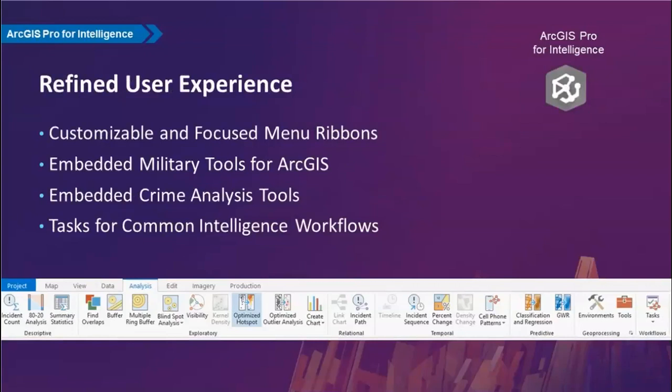You also get the embedded military tools for ArcGIS. Those are the coordinate conversions, line of sight, range rings, and military symbology. You also get the embedded crime analysis tools, such as the incident count, 80/20 analysis, and space-time analysis tool. And you also get the common tasks for the intelligence workflow.